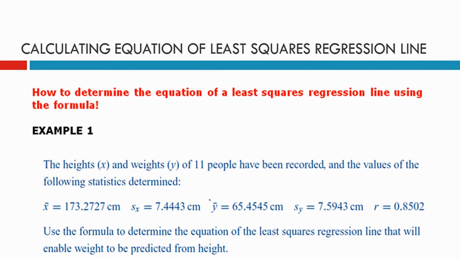So example 1, the heights, which is the x, and weights y of 11 people have been recorded, and the values of the following statistics determined. There's the mean of x and the standard deviation of x, the mean of y, standard deviation of y, and r. It says use the formula to determine the equation of the least squares regression line that will enable weight to be predicted from height.